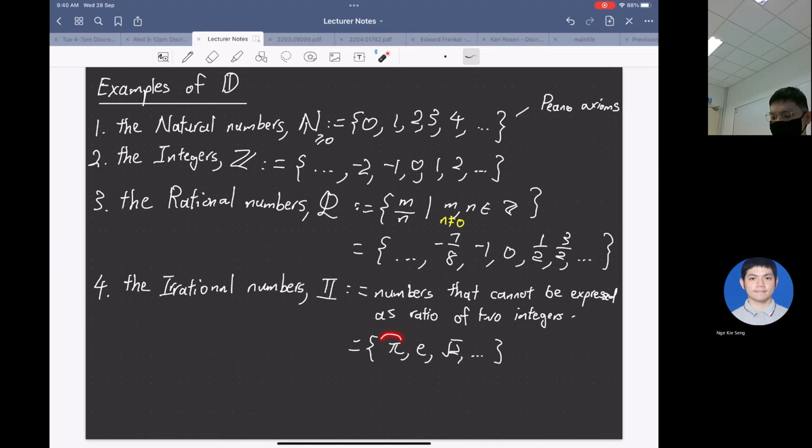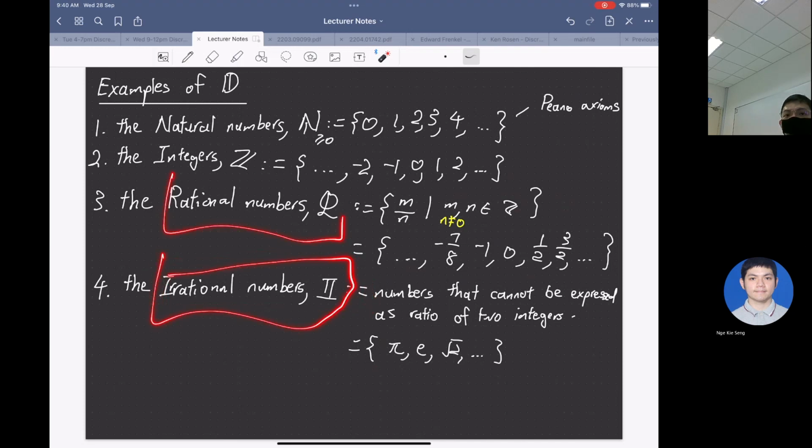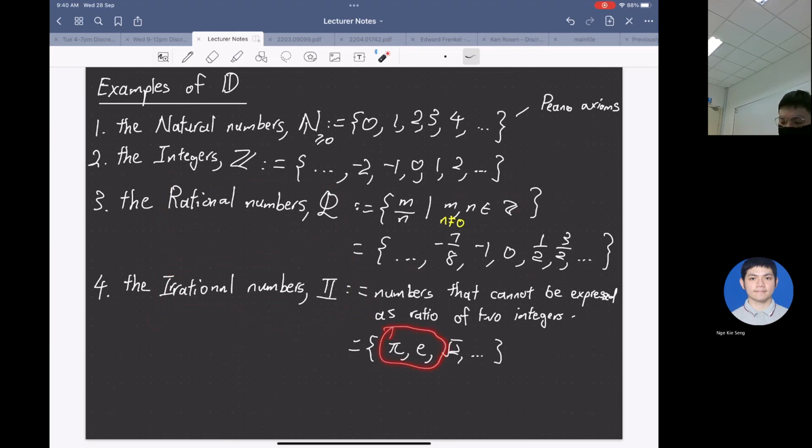And then this pi also comes from geometry consideration, when you study the relation between the perimeter and the radius of the circle. So in fact, irrational numbers are a lot more than rational numbers, although we have only identified a few useful ones.